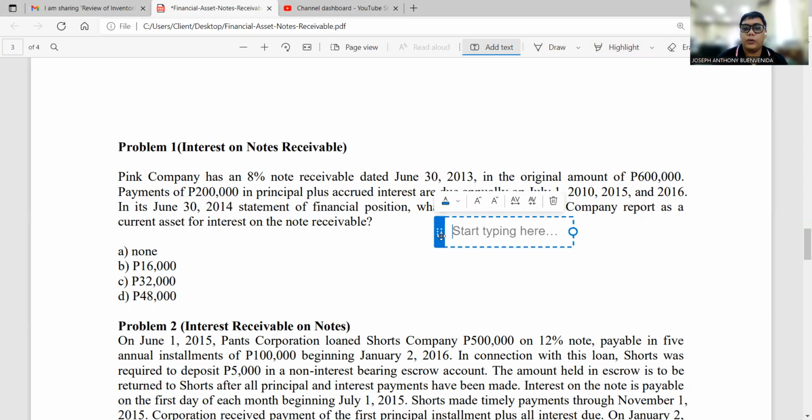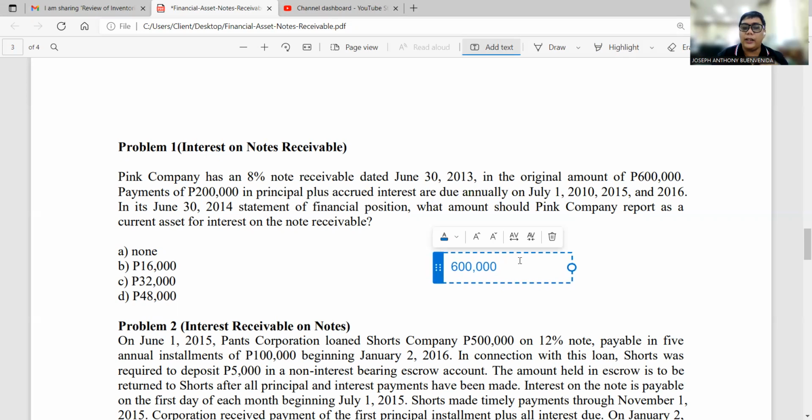So 600,000 ang initial amount, tama? Initial amount. So at June 30, 2014, for sure, nagbayad ka na or may bayad na siya 200,000. Tama? Ang principal payment niya. So 400,000 na lang ang remaining balance.